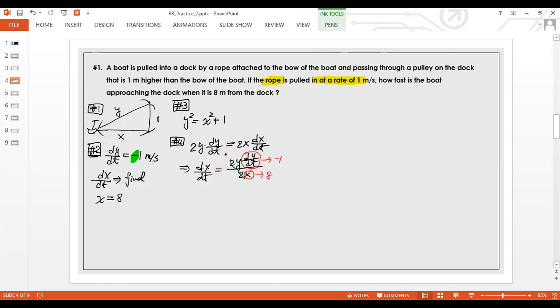Now I need to find y. How do I find y? I need to use the Pythagorean theorem. I know y squared is equal to x squared plus 1, so it's 64 plus 1, which is 65. So y will be just the square root of 65.